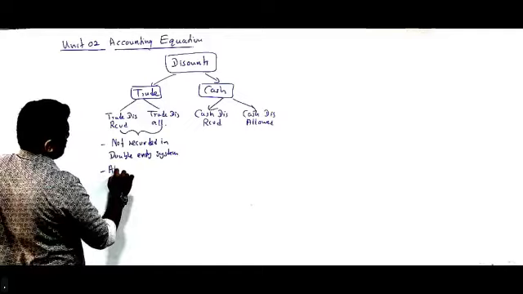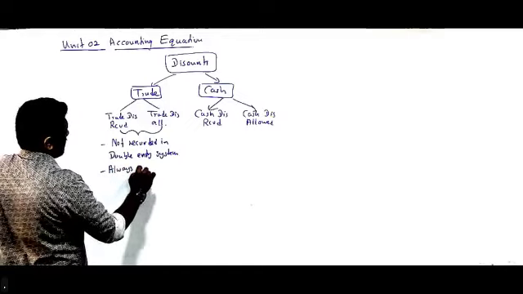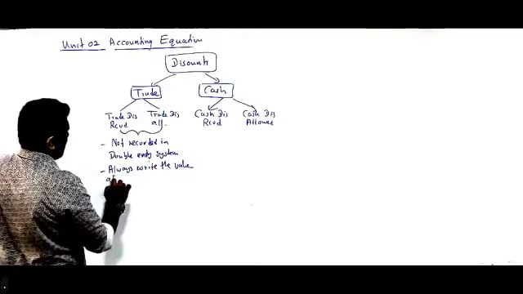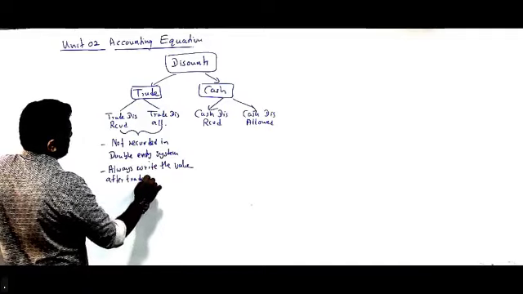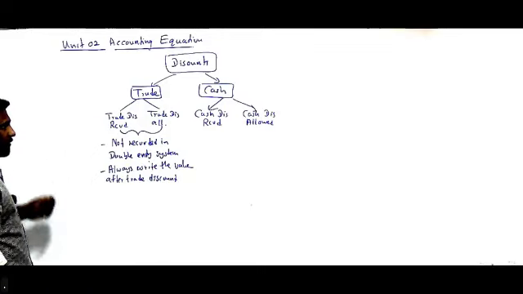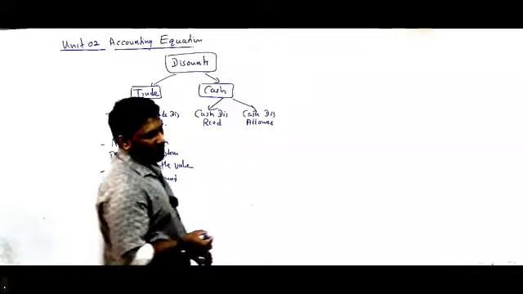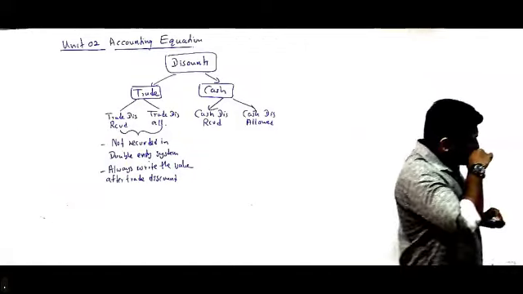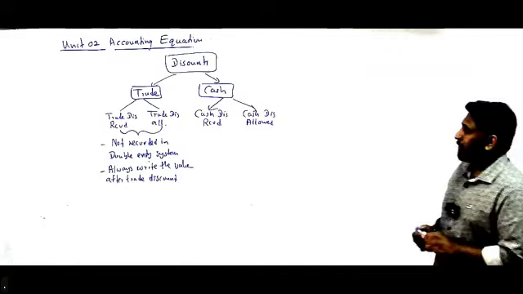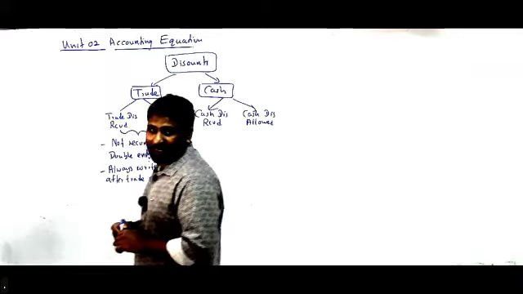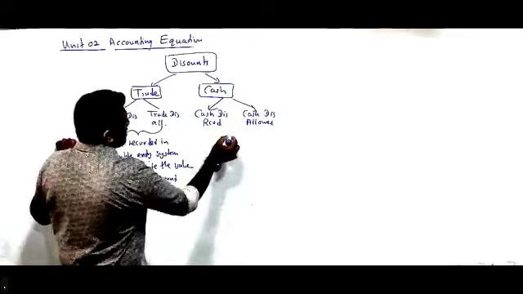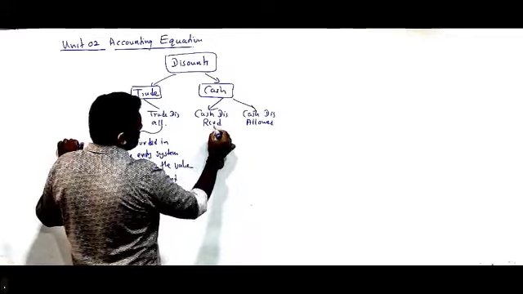Always write the value after trade discount. Cash discounts are recorded in the double entry system. Yes, these two are recorded in the double entry system.